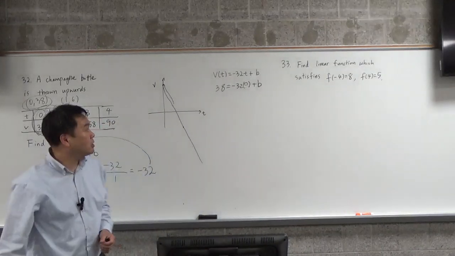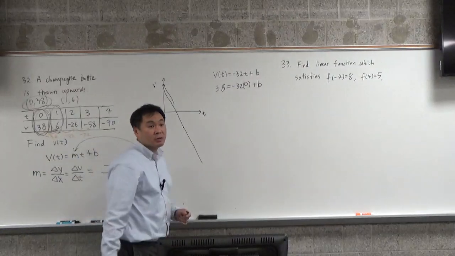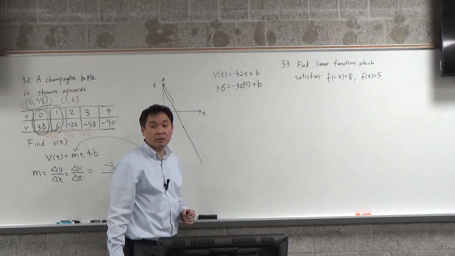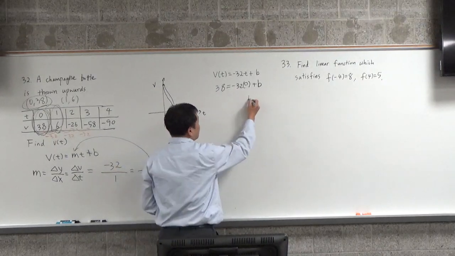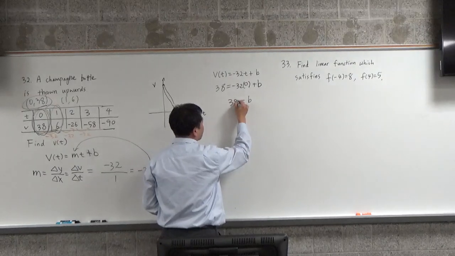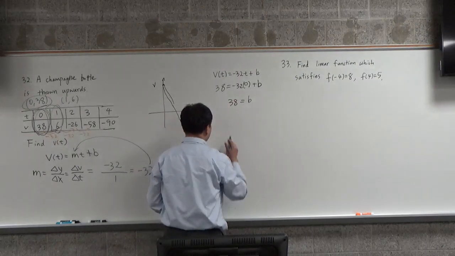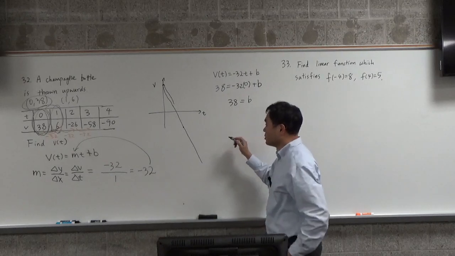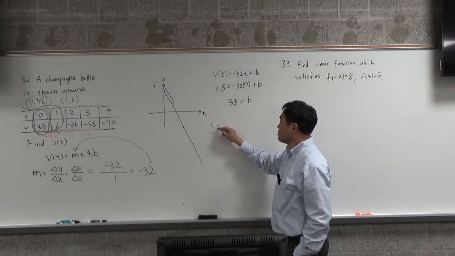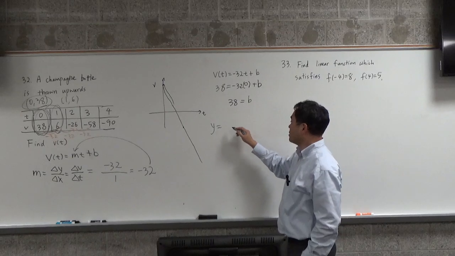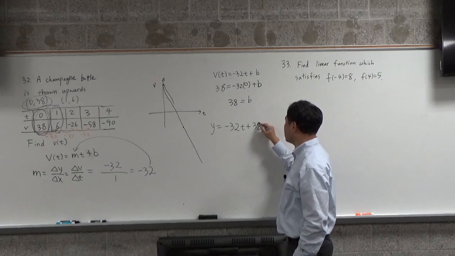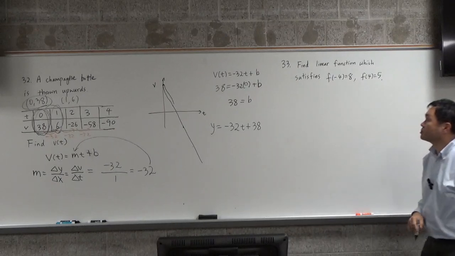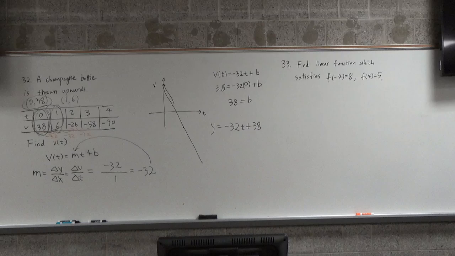Okay. All right. Now, yes? Do you have a question? No? Okay. And now you see that b has to equal 38. And therefore, you get v equals negative 32t plus 38. Okay.